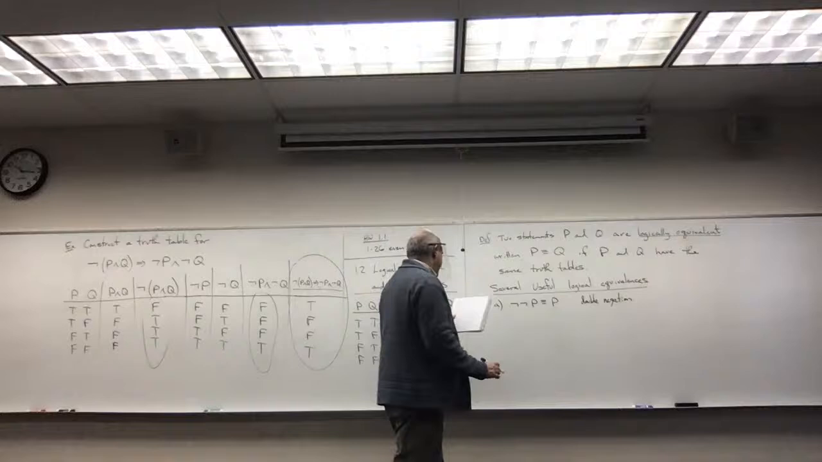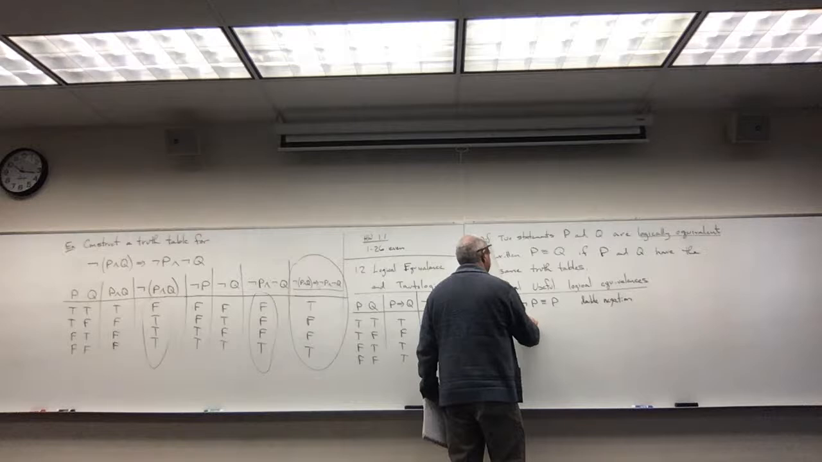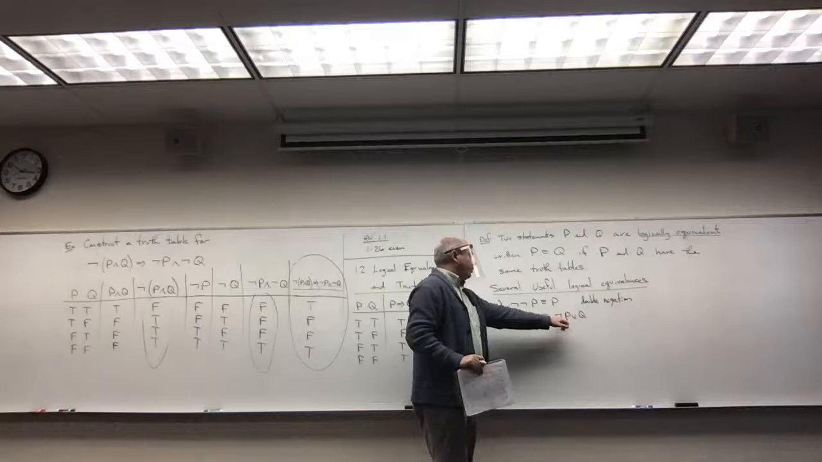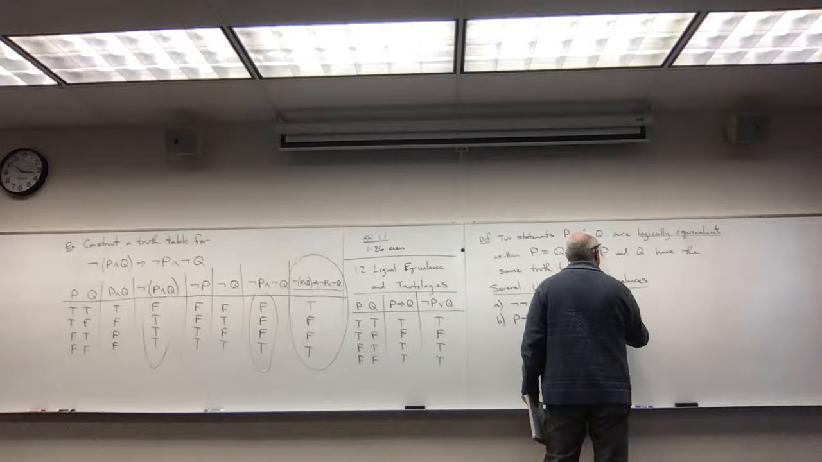Second is that P implies Q is logically equivalent to not P or Q. And this is what we call the OR form of an implication. So this is the OR form of an implication.